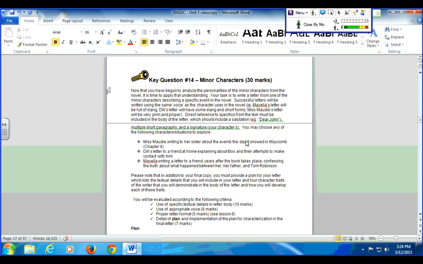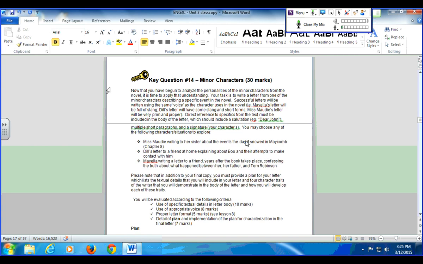And somehow integrate those 4 into your letter without coming out and saying that I'm blank. This is the most challenging part of this whole assignment, because you're trying to show what the character's personality is like without actually saying it. That's the part that most students do struggle with when it comes to this assignment.